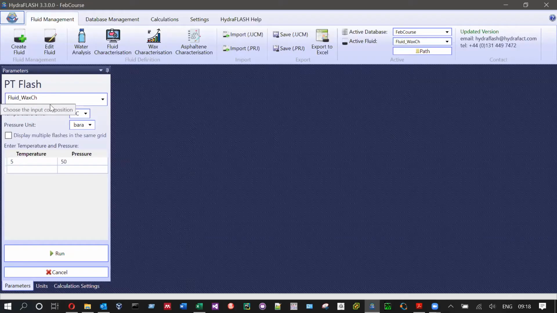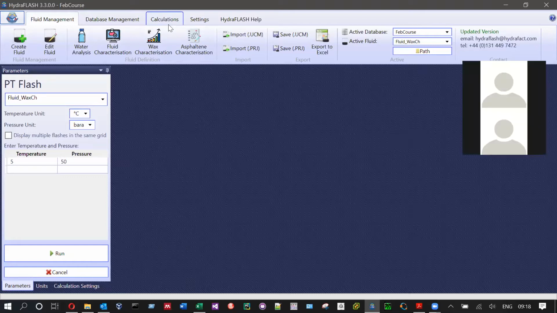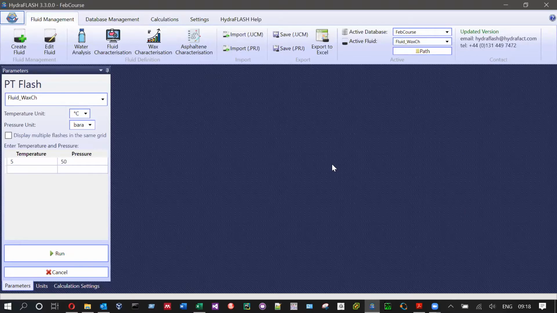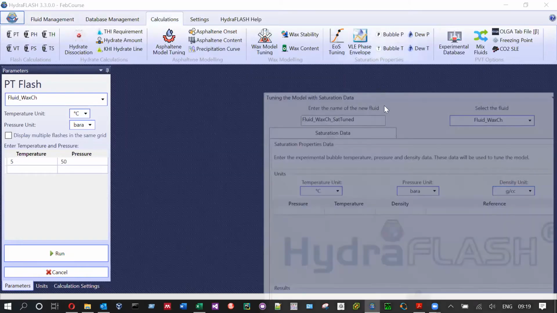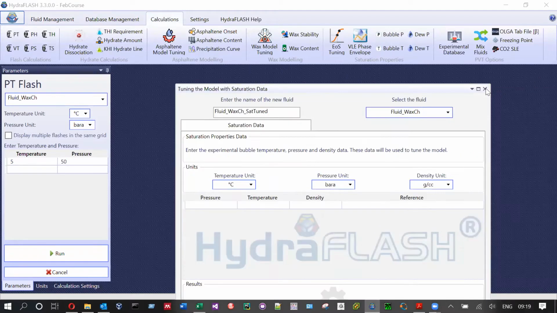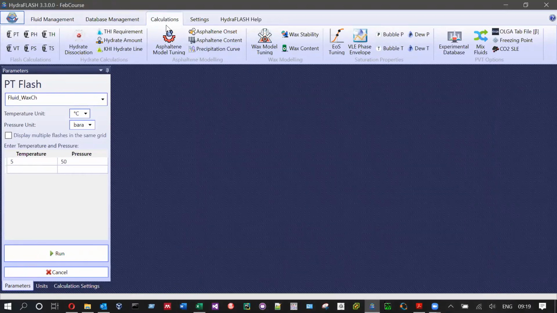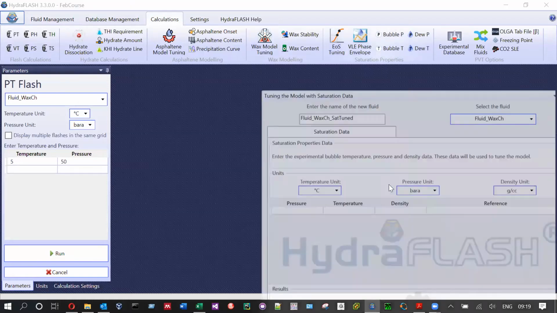Now the fluid has been saved in the database, and when the fluid was characterized, all those pseudo components have estimated properties, I mean critical properties, which are used in equations of state. But what I need to do is tune the model using some experimental data I have. So I need to tune it with saturation properties I have, so I navigate to calculation properties and then go to EOS tuning.